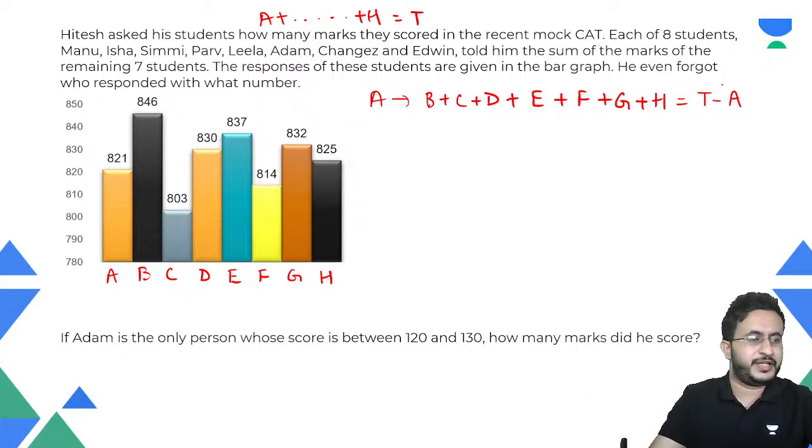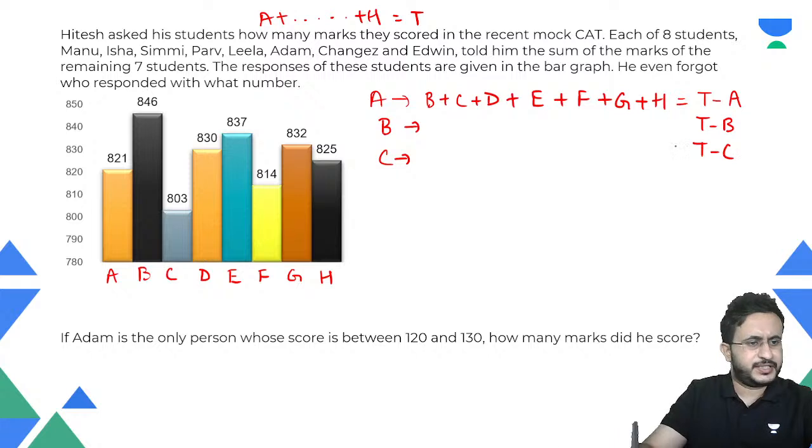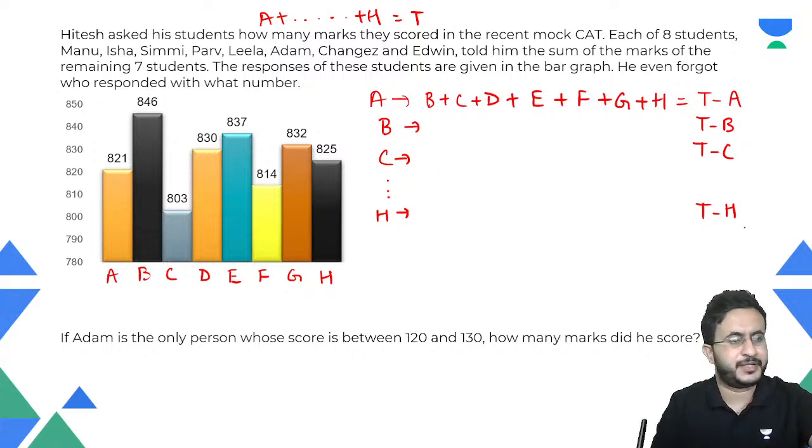तो A क्या आंसर दे रहा है? A is responding T minus A. What will B respond? B will respond T minus B. C will respond T minus C. ठीक है? And so on. H will respond T minus H.